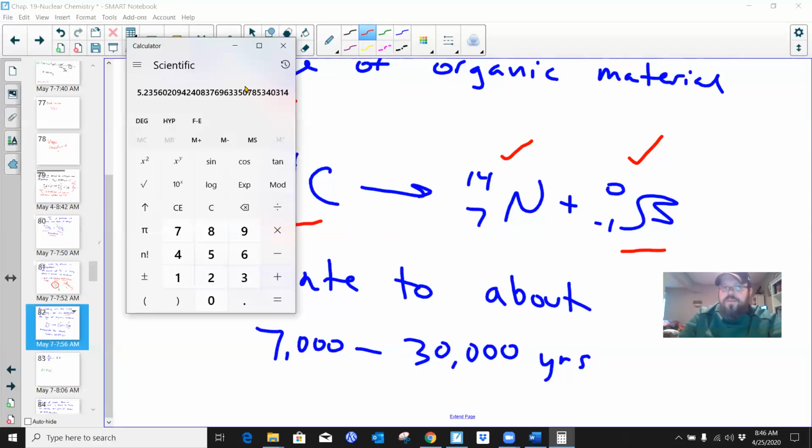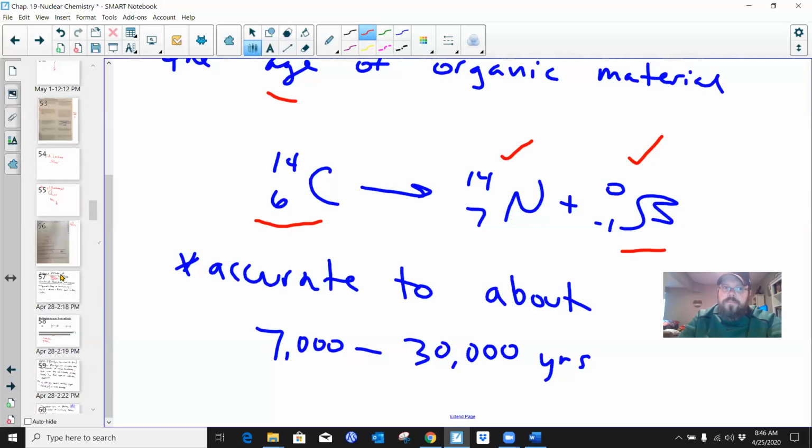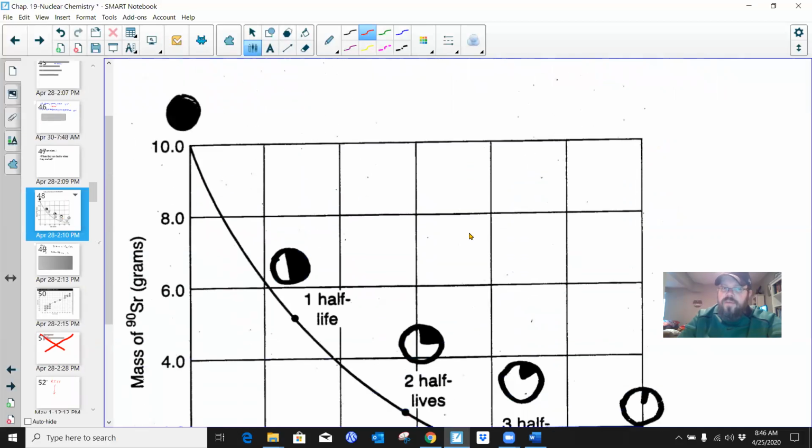Now, the reason why we can only use carbon-14 dating for a limited window of time, a maximum of about 30,000 years, is that you couldn't use carbon-14 dating to identify the age of some sort of cephalopod that existed 550 million years ago. It doesn't work like that, because at that point there is such a small amount, okay? Remember when we talked about this, I'm going to go back.